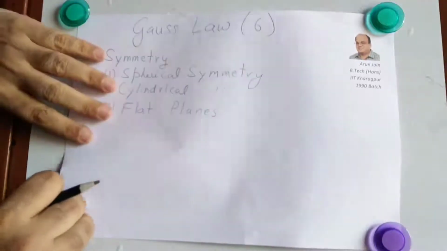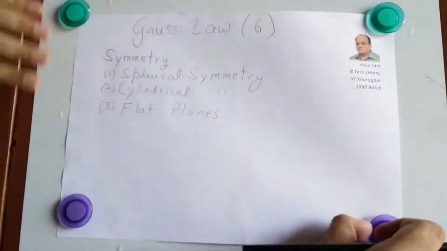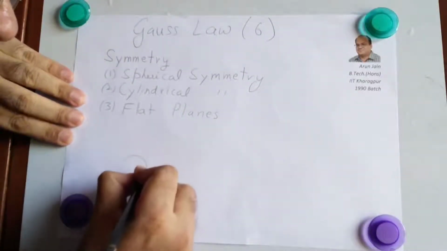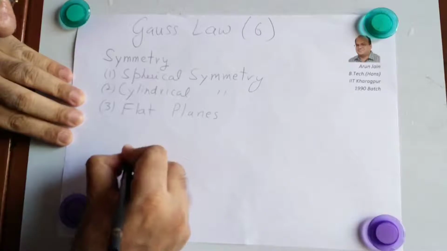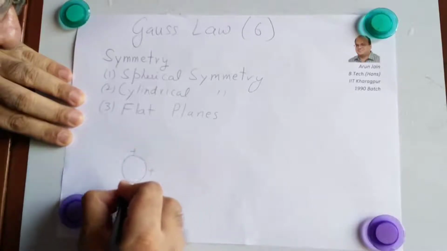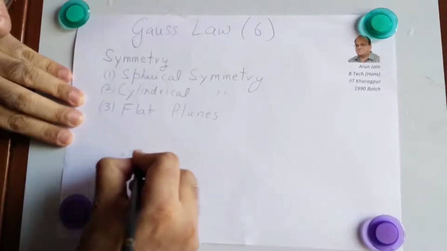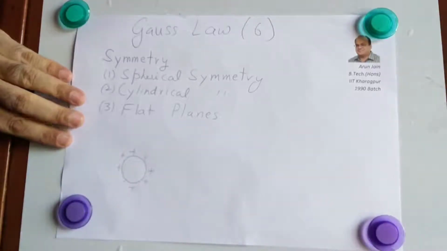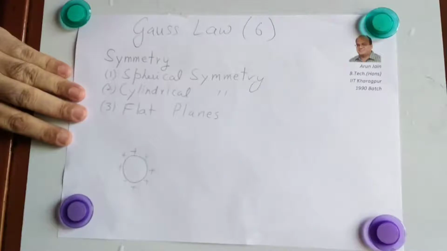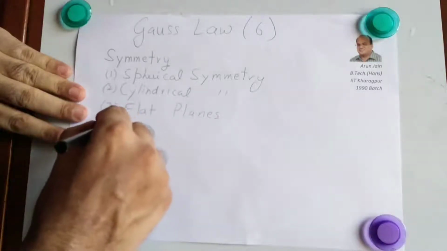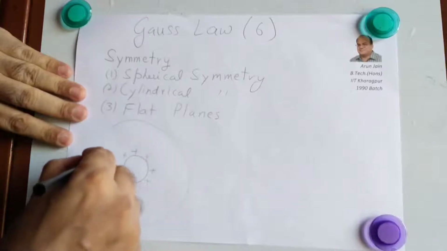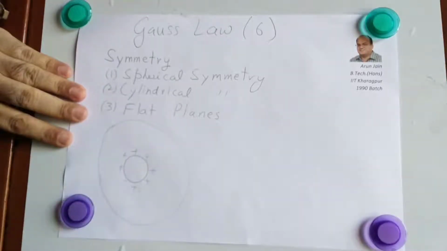First, let us consider a case of spherical symmetry. We have a spherical shell of charge. Shell is a hollow sphere. Charge is uniformly distributed. That is important because of symmetry. If it is a conductor, charge will automatically get uniformly distributed. And we want to find the electric field at every point inside and every point outside.